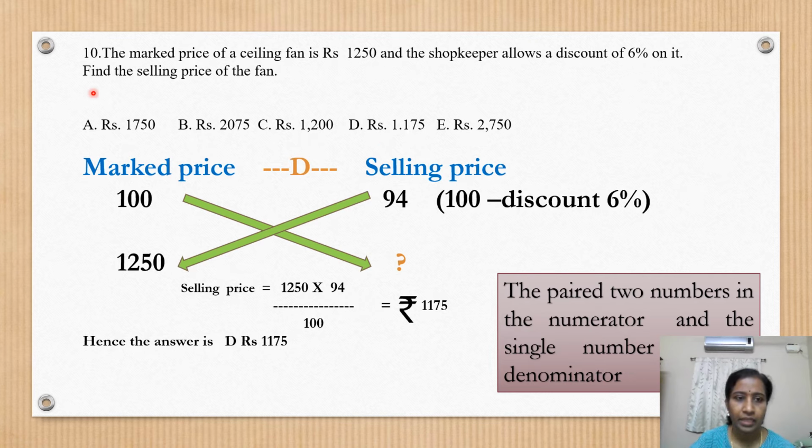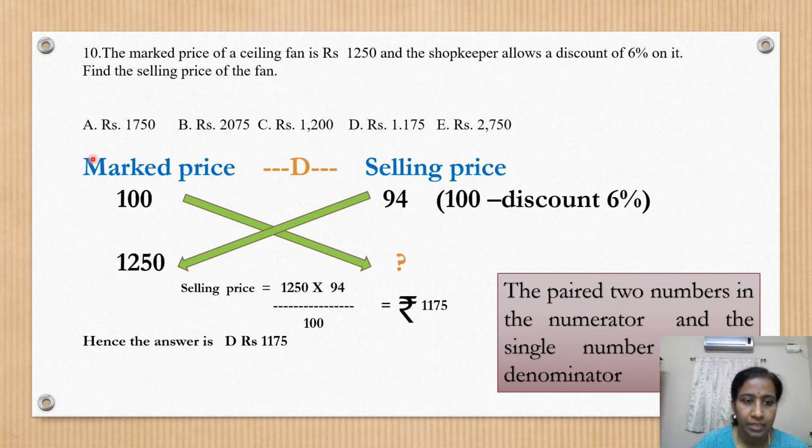The marked price of a ceiling fan is rupees 1250 and the shopkeeper allows a discount of 6% on it. Find the selling price of the fan. So you must know what is a marked price. The cost price is the price for which I buy something, and I hike the price, I increase the price and put it on the tag, which is my marked price. And on the marked price, I allow some discount and sell it, and that becomes my selling price.